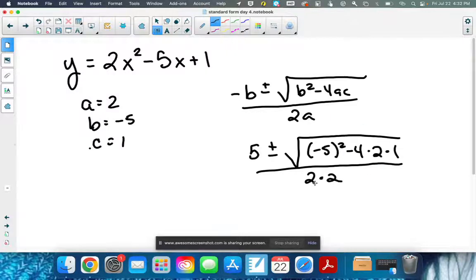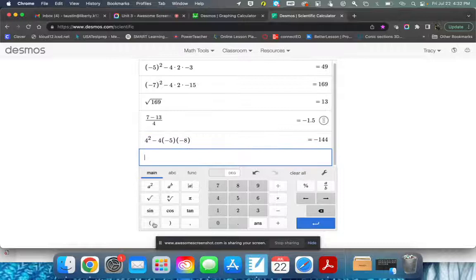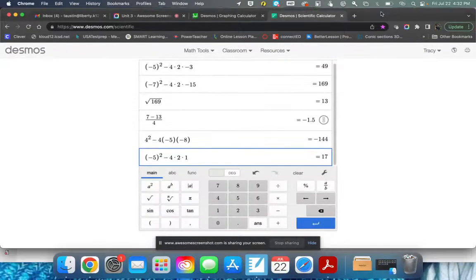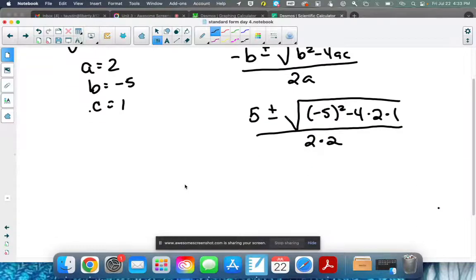All right, so inside of the square root first. So negative 5 squared minus 4 times 2 times 1. All right, so parentheses, negative 5 squared minus 4 times 2 times 1. And none of those were negative, right? Nope. Okay. So that's 17. All right, so let's rewrite it, show what we've got. And this time you're definitely going to get a decimal. And again, that is okay.